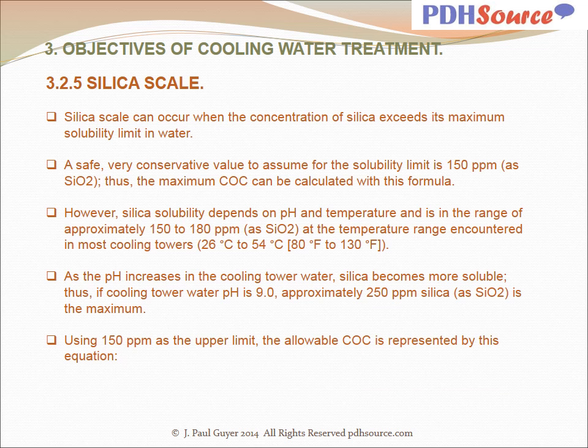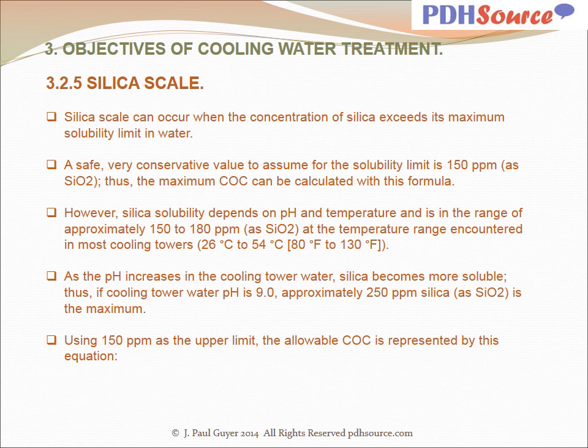Now, with regard to silica scale, silica scale can occur when the concentration of silica exceeds its maximum solubility limit in water. A safe, very conservative value to assume for the solubility limit is 150 parts per million as silicon dioxide. Thus, the maximum cycles of concentration can be calculated with this formula. However, silica solubility depends on pH and temperature and is in the range of approximately 150 to 180 parts per million as silicon dioxide at the temperature range encountered in most cooling towers, which is 80 to 130 degrees Fahrenheit.